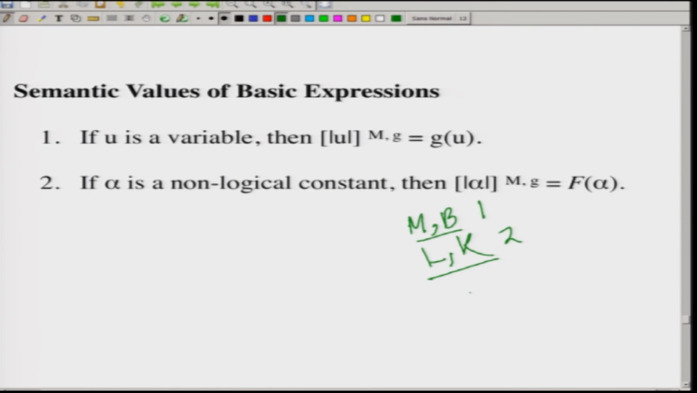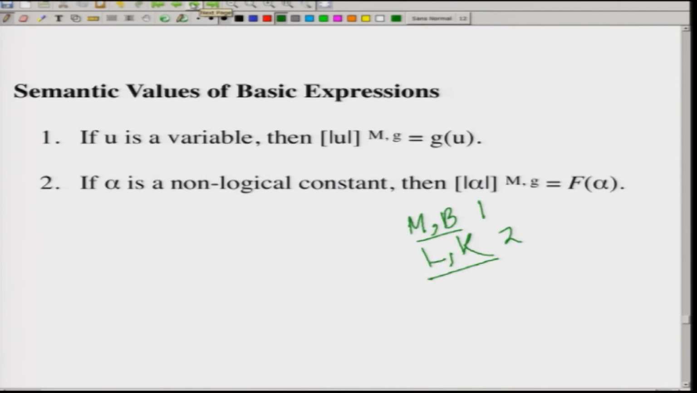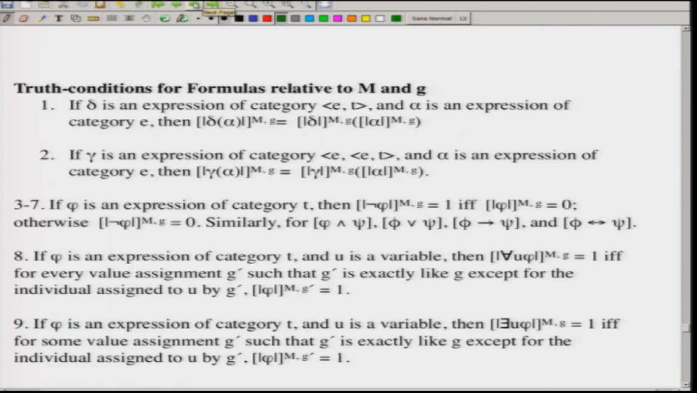Also we have constants of type e, which are d, n, j, m. These are all non-logical constants: m, b, k, l, d, n, j, m. Their values are fixed by the function f. So these are the two main functions we have. Now we look at the semantics of it.